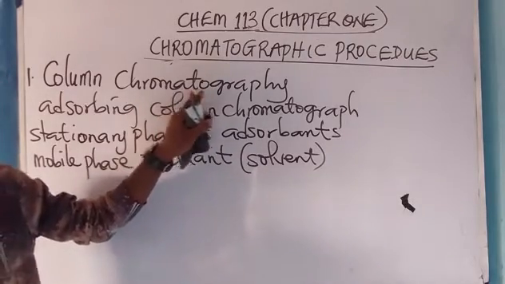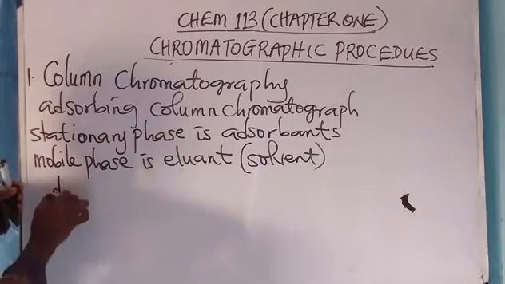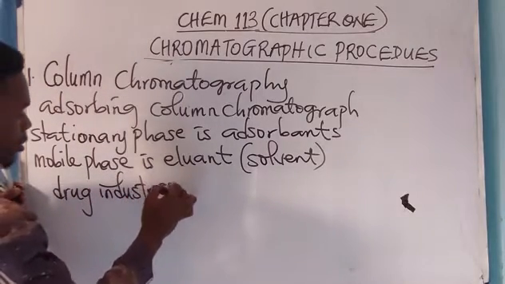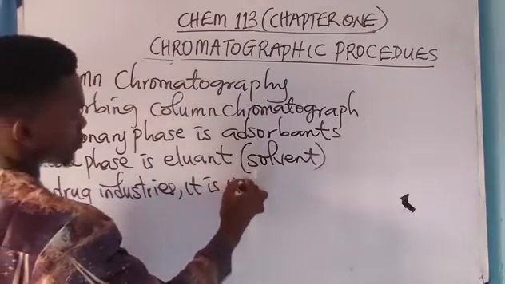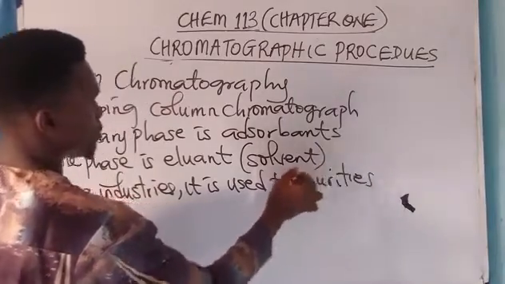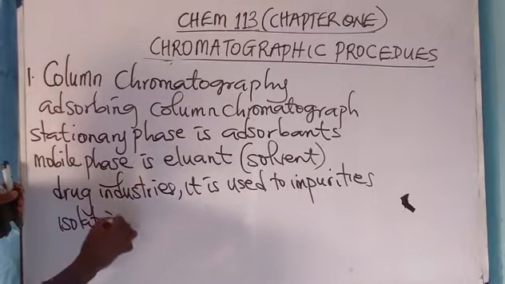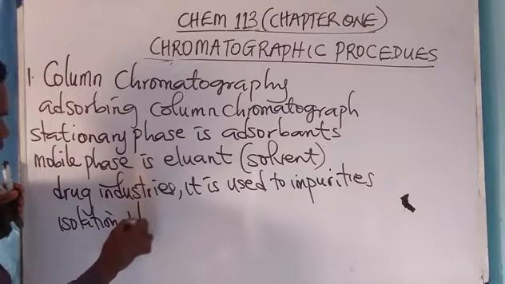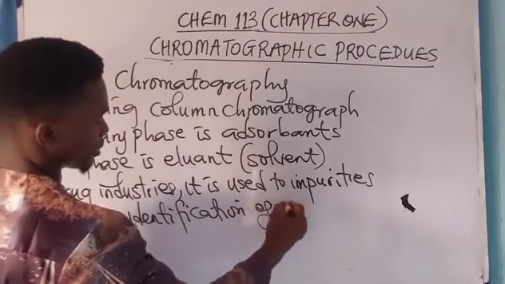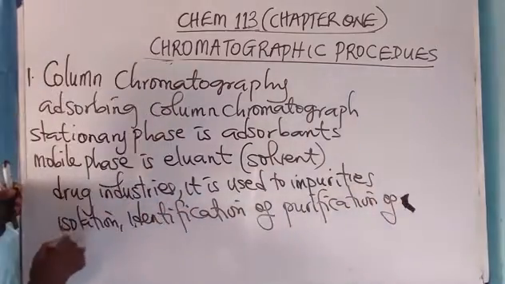Now, what is the importance of this column chromatography? It is used in drug industries. It is used to remove impurities from compounds. It is used to remove impurities from compounds. It's also used in the isolation, identification, and purification of compounds.